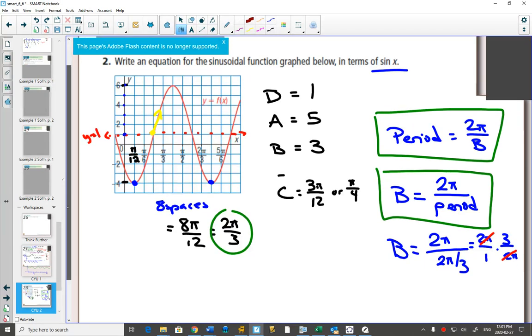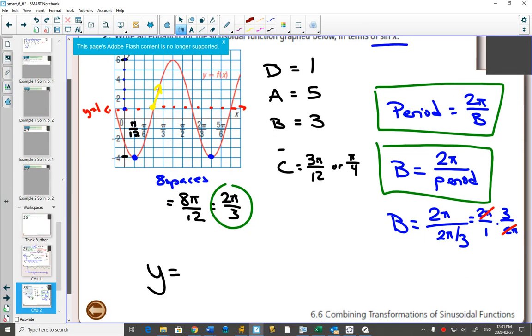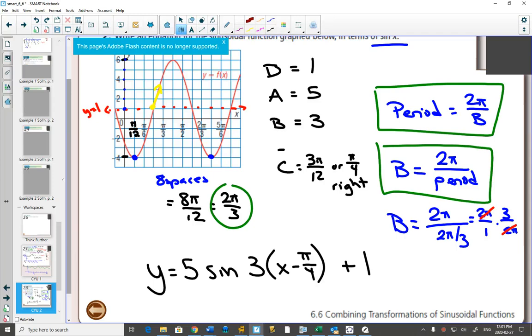And so when we write our equation, now that we've got all of our values, our A value is 5 sine. Our B value is 3 bracket. Shift pi over 4 to the right, so minus pi over 4. We should probably write the word right there. And then finally, our D value plus 1. You can add extra brackets here if you like. And we've got our equation.